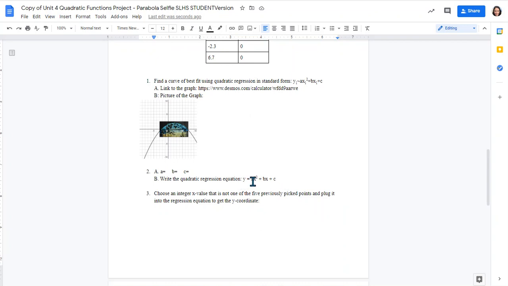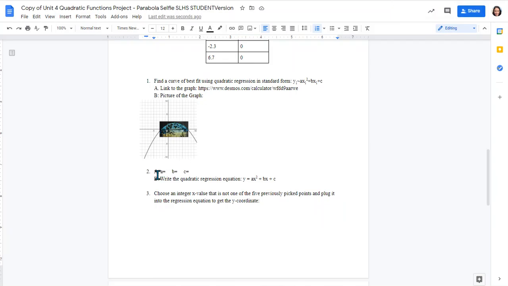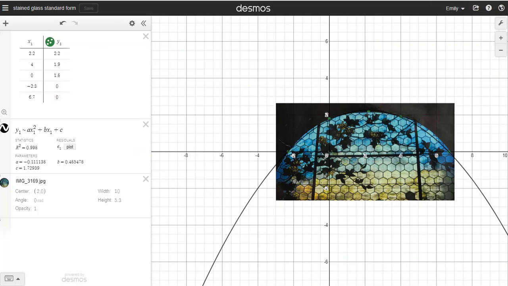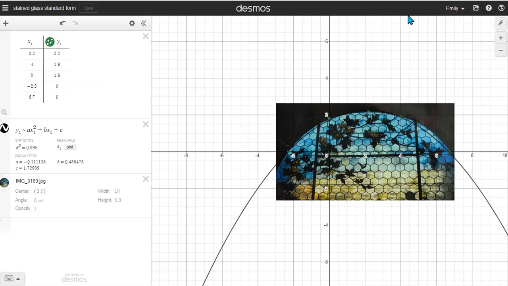I do need to put in the numbers for a, b, and c. Now I'm seeing that it asks for them up here. So the numbers for a, b, and c were found by Desmos. I'm going to round them to 2 decimal places. So my a is negative 0.11. And my b is 0.4, and I'll round that up to 9, 0.49. And my c is 1.73.